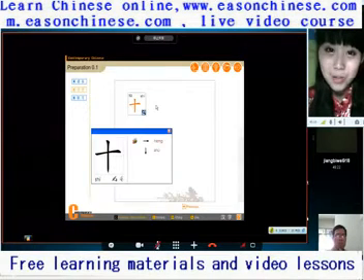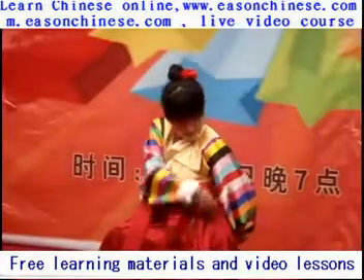This Chinese character means 10 in English. This is its syllable 十. Repeat after me. 十. 十.